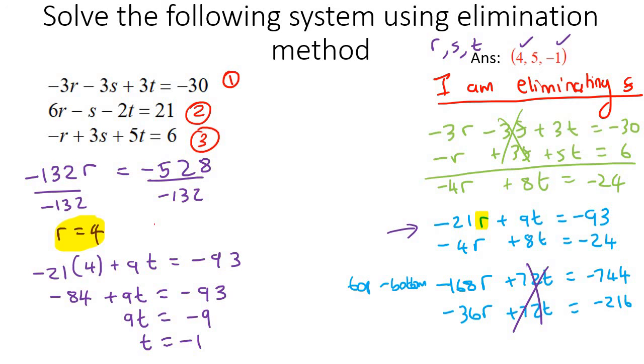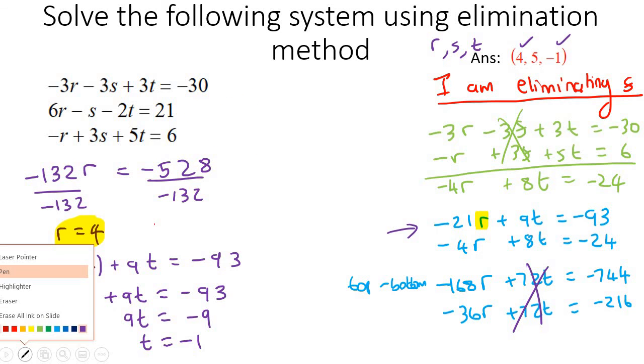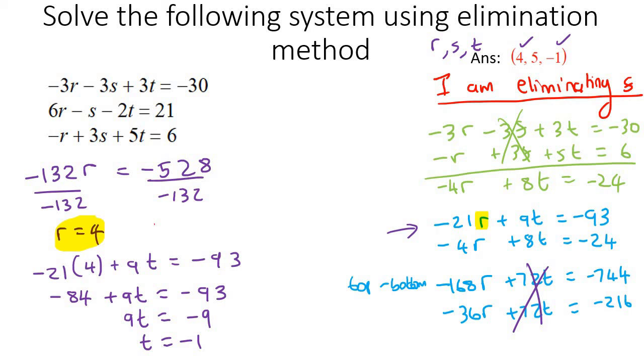Now that we have R and T, what we then do is take that R, take that T, plug it back into this one, or this one. It doesn't matter at all. I'm going to plug it back into the top equation over here. So we're going to take the R as 4, and we're just going to plug it over there. And then we're going to take the... Where did I write my t? Oh, there. T is negative 1. We're going to plug that over there, and then we'll be able to find s.